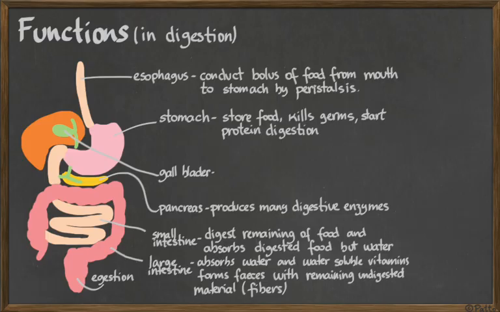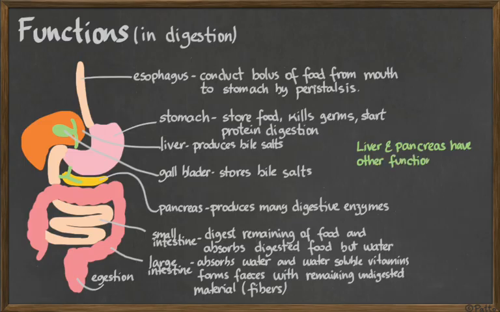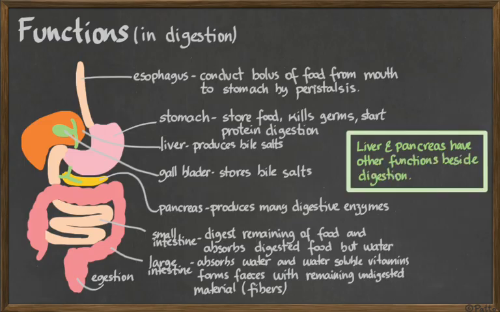The gallbladder is going to be storing bile salt. So when you eat lots of fats, it is released in the small intestine. And the liver, its function in digestion is to produce bile salts. So the pancreas and the liver have other functions besides digestion, but in digestion, the liver is responsible for producing bile salt, and the pancreas is responsible for producing digestive enzymes. Okay, now those are the functions of this part of the digestive system.